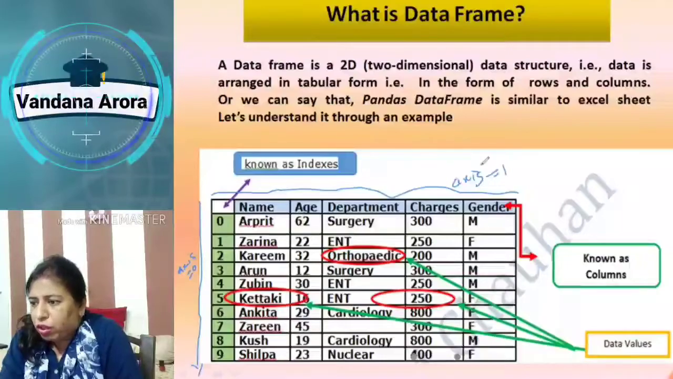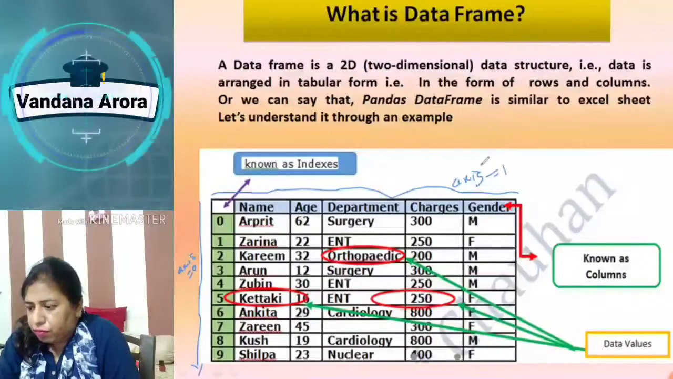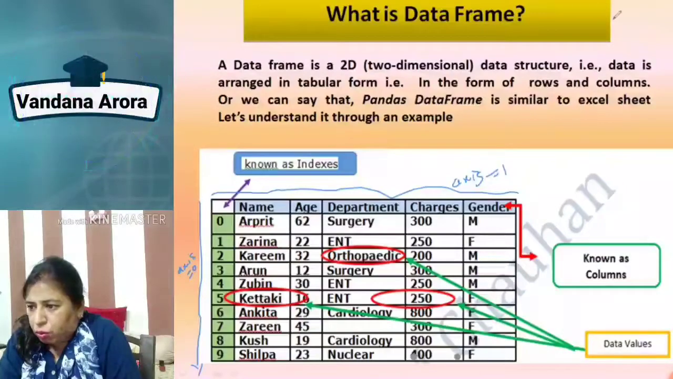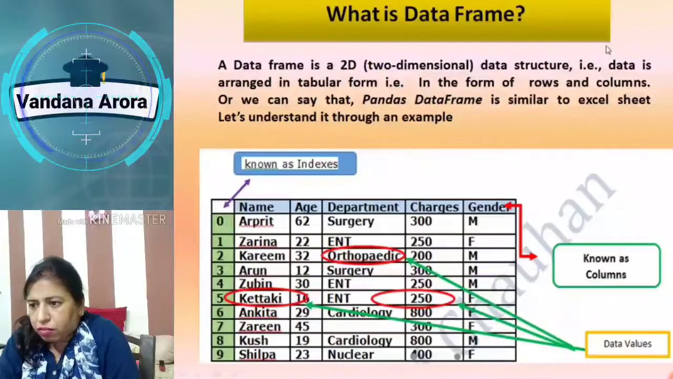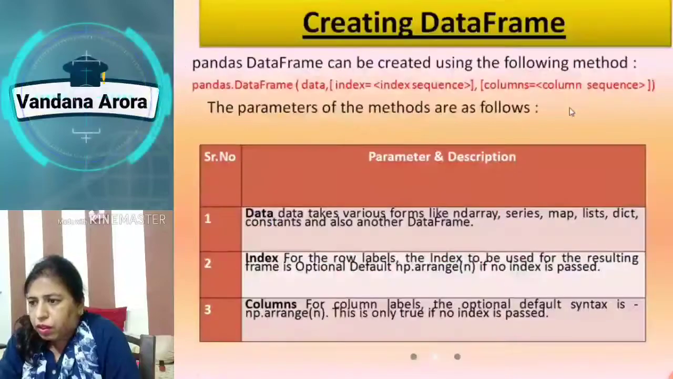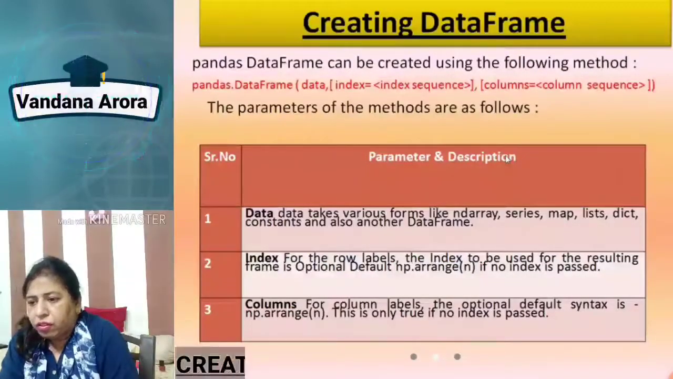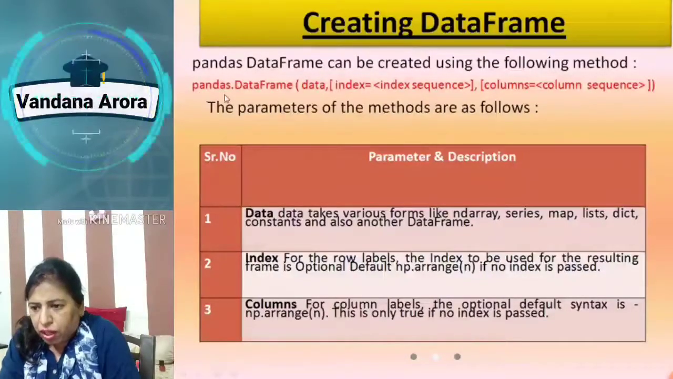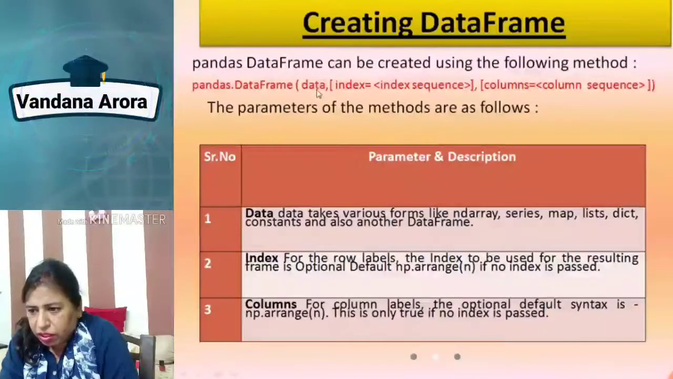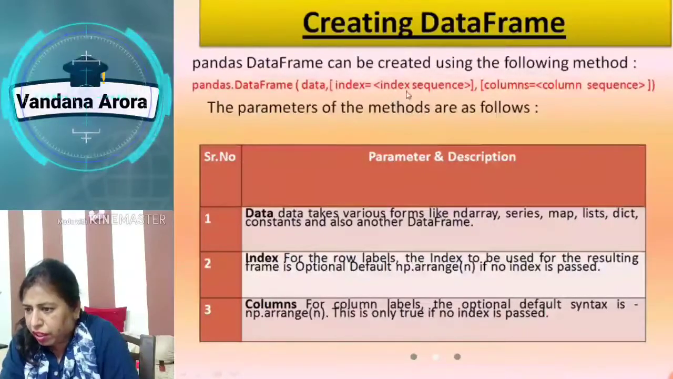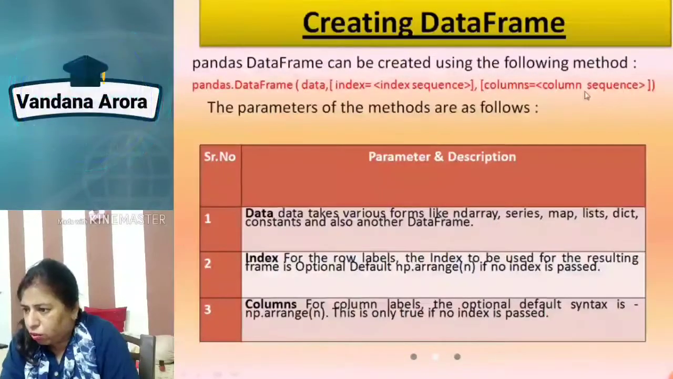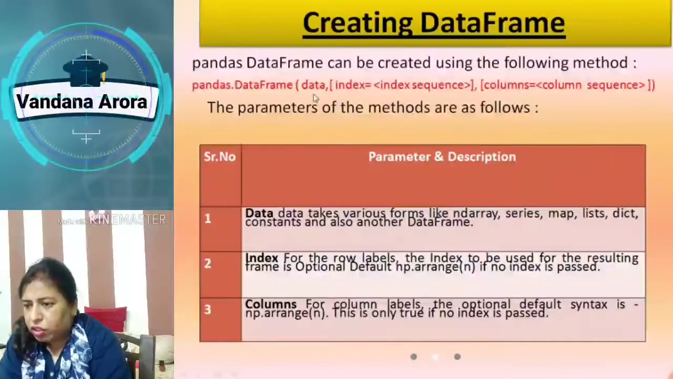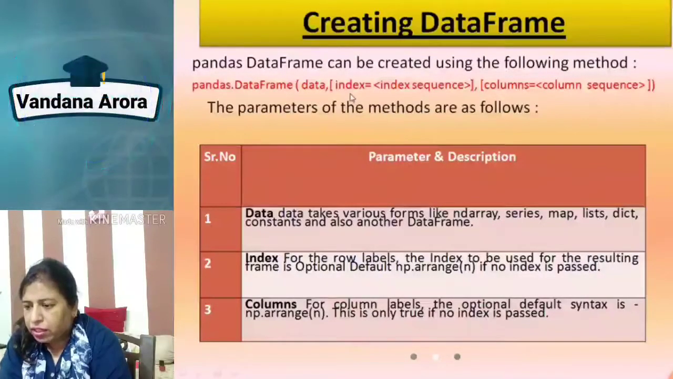Then we move to the next slide. Creating a data frame in Python pandas, I will use this syntax: pandas.DataFrame. The first parameter is data, the second parameter is index equal to index sequence, and columns equal to column sequence. It means the first parameter is my data which I want to store in my data frame.